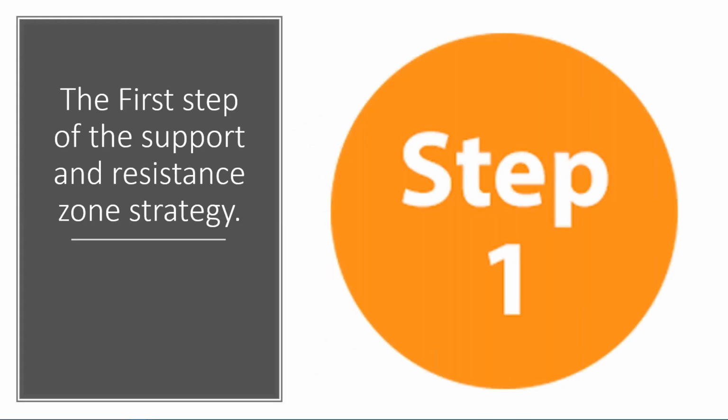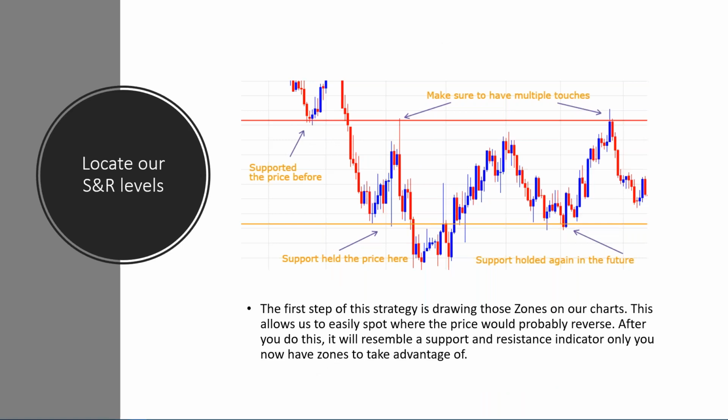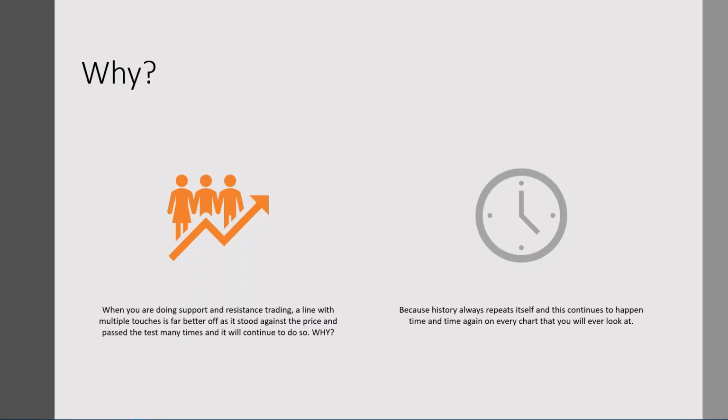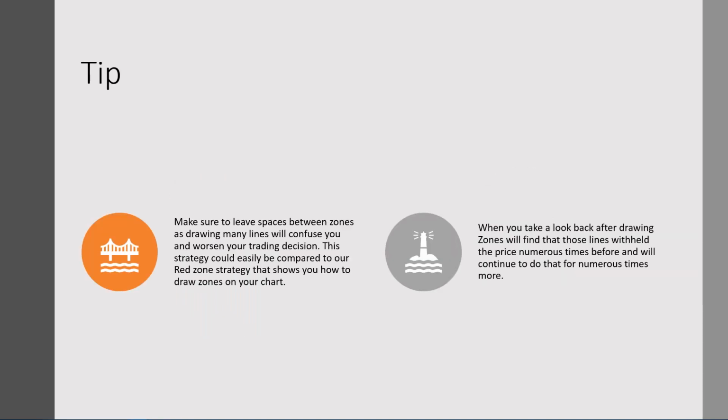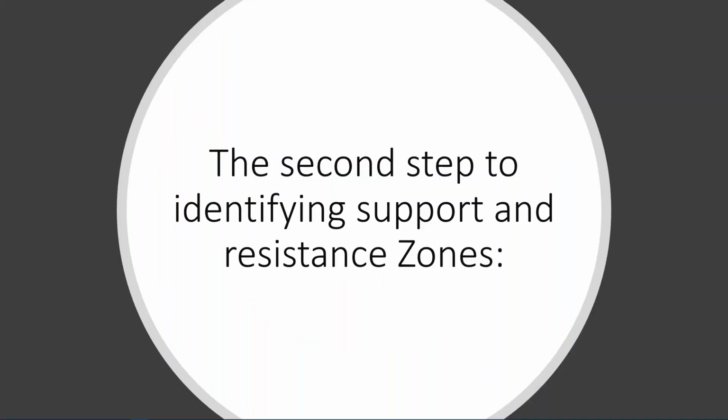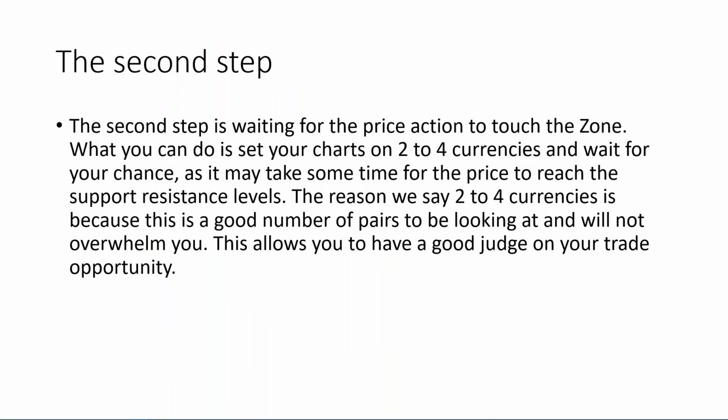Step one is to first find the support and resistance areas. Draw them on your charts. Once we've done that, we can see where history might repeat itself. Make sure you leave space between your zones, as drawing many lines will confuse you and worsen your trading decisions. Step two, you want to identify the strength of those support and resistance zones.